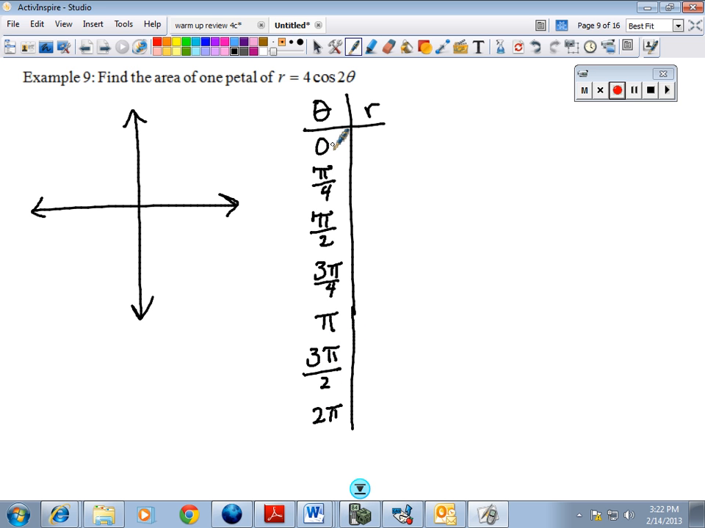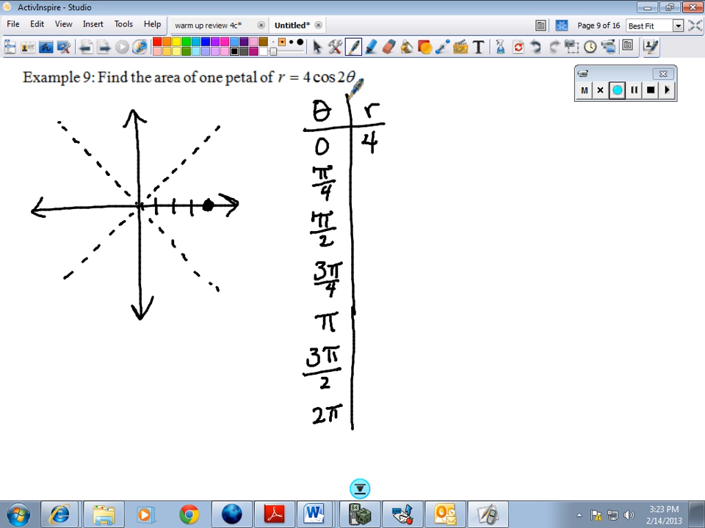Okay, so 0. 4 cosine of 2 times 0. 2 times 0 is 0. Cosine of 0 is 1 times 4 is 4. So 1, 2, 3, 4. There's my first point. Pi over 4, which again is here. 3 pi over 4 is here.